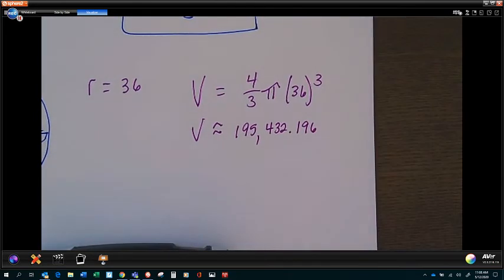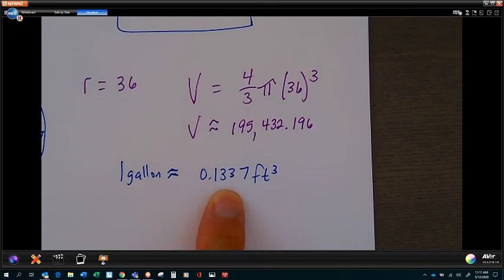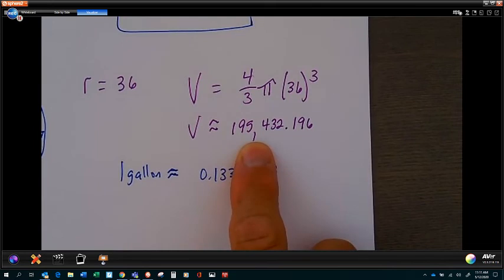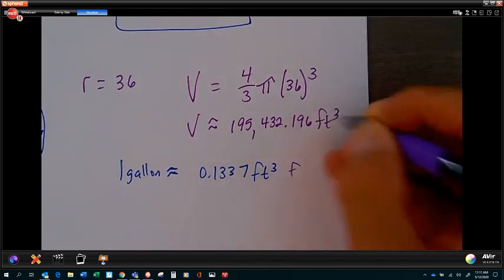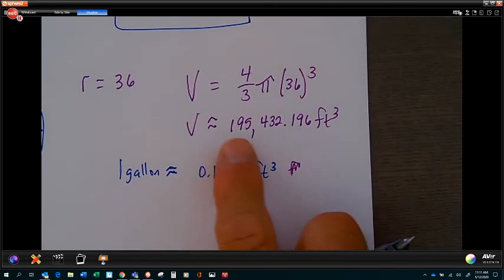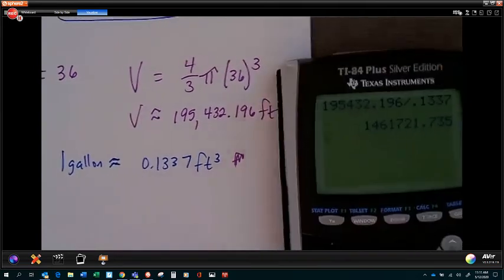At this point, we need to find the capacity of the balloon to the nearest gallon. Remember our conversion rate. Let me write that down again. So 1 gallon is equal to just a smidgen of a cubic foot. So we've got 195,000 cubic feet. What we need to do is take this number and divide it by this number so that we can convert our cubic feet to gallons.